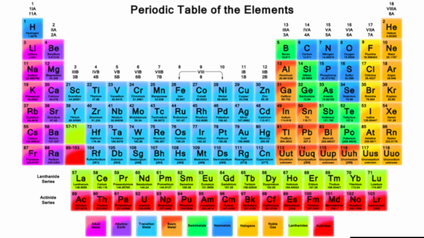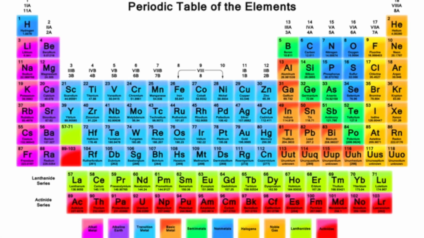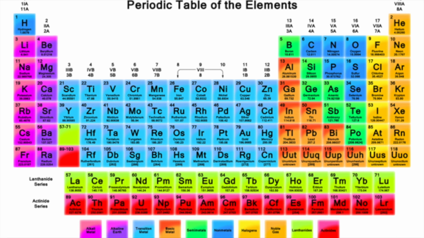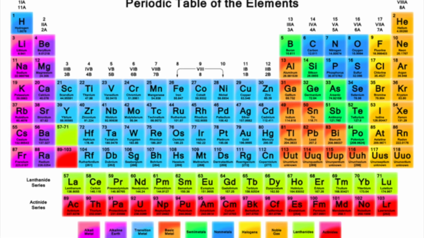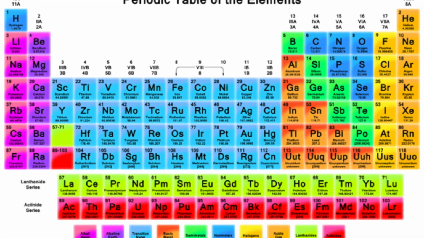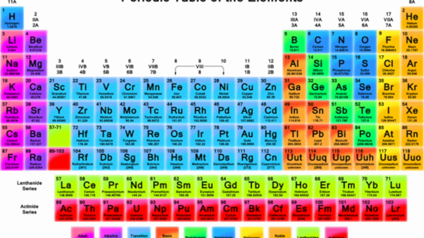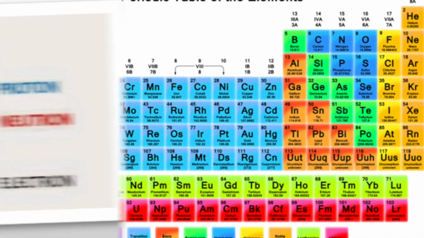A great deal of information about an element can be gathered from its position in the periodic table. For example, you can predict with good accuracy the physical and chemical properties of an element. You can also predict what other elements a particular element will react with chemically. We'll talk about organization of elements on the periodic table in a later video.